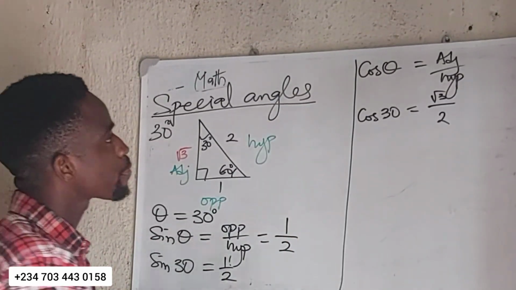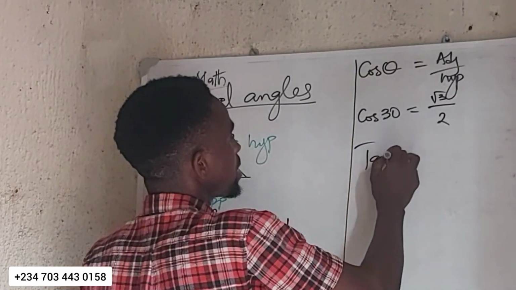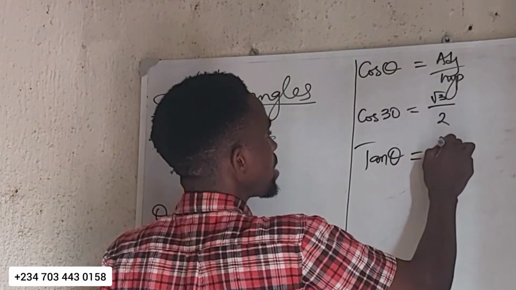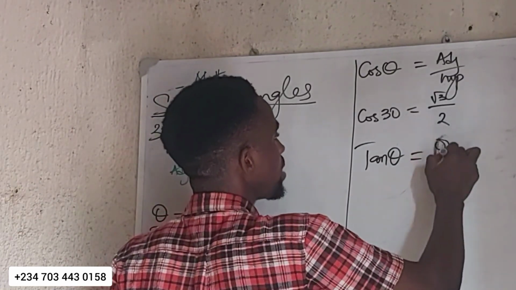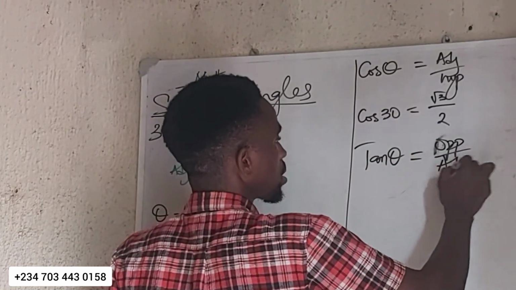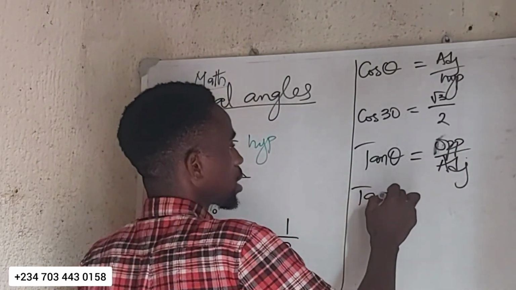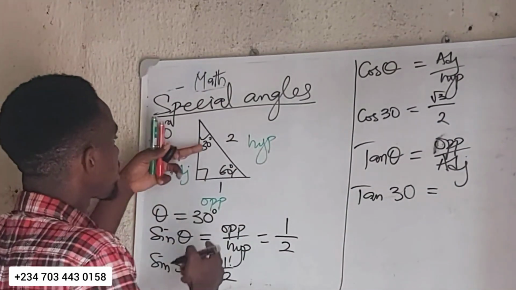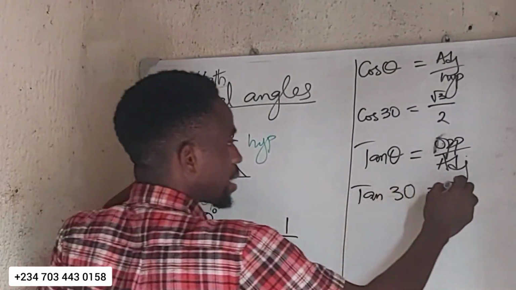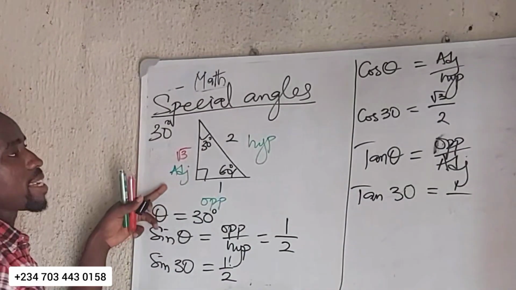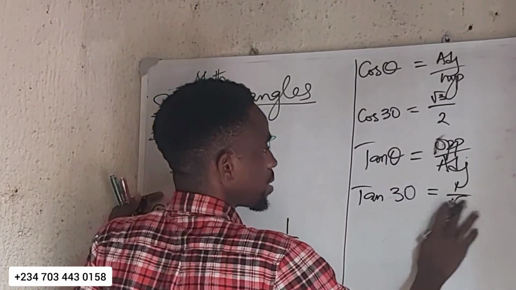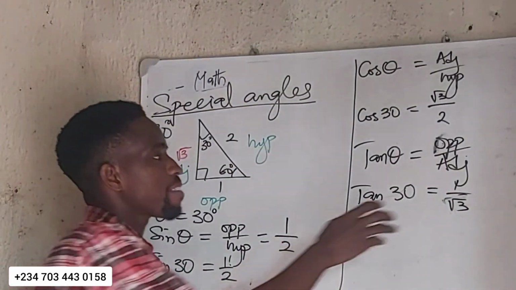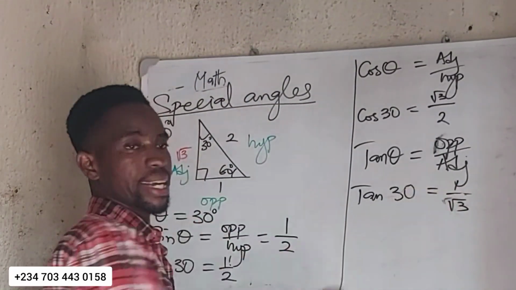So let's solve for tan. The formula for tan theta is opposite over adjacent, right? In this case, we are talking about tan 30 degrees. Our 30 is still the same. Our opposite is 1. Our adjacent is root 3. So we have 1 upon root 3.